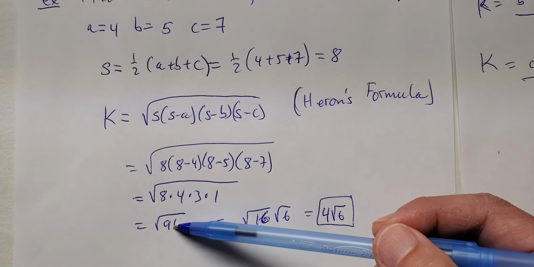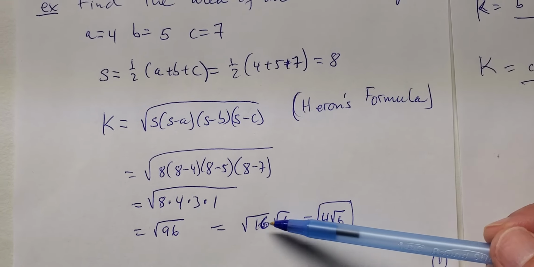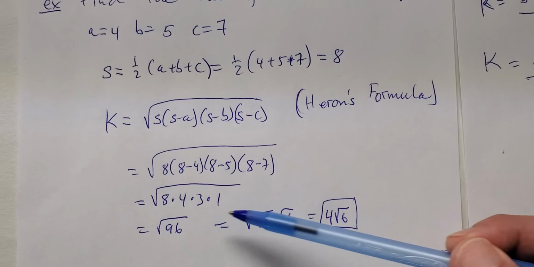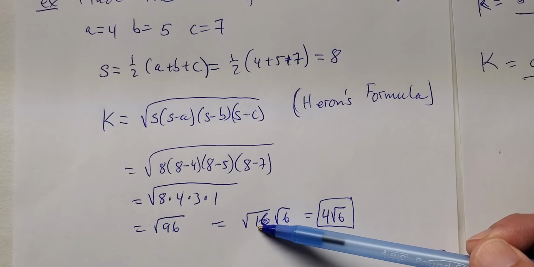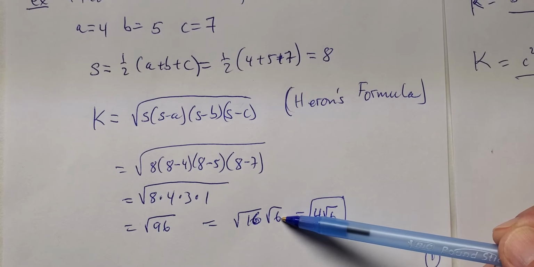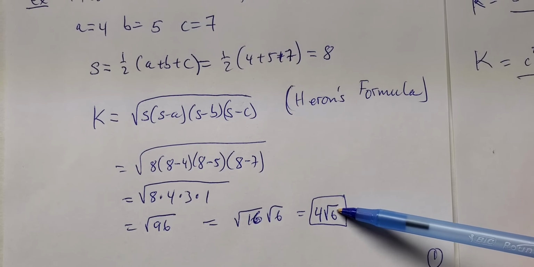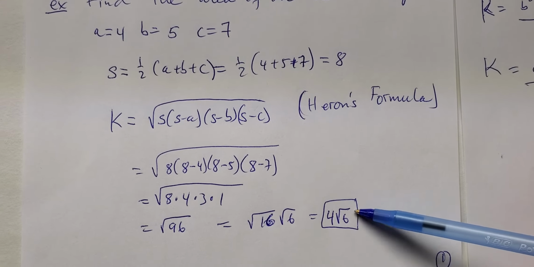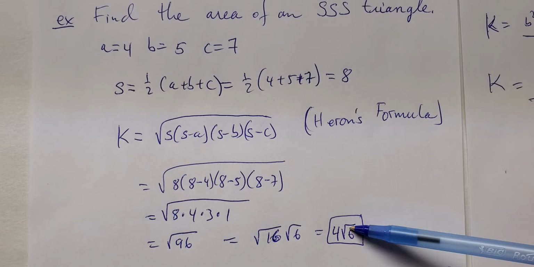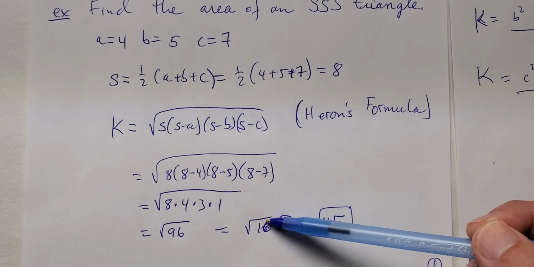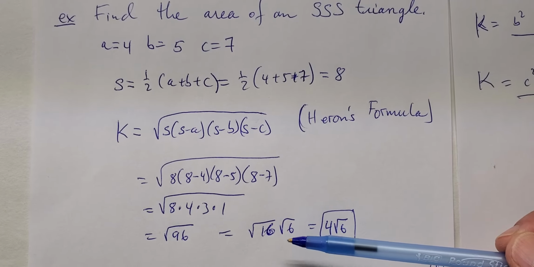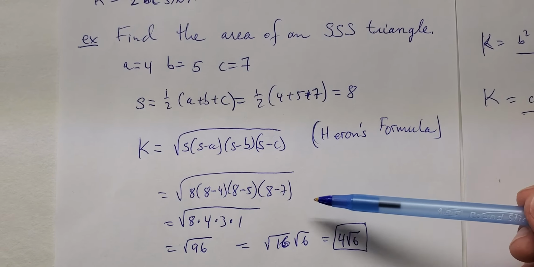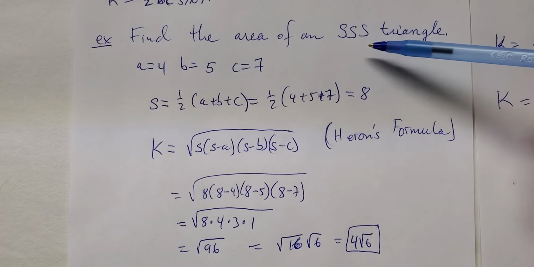Okay, now we know that 96 can be broken up into 16 and 6 because 6 times 16 is 96. Well, what is the square root of 16? 4. Square root of 6, just leave it alone. We don't want decimals. So square root of 96 is 4 square root 6. Again, no decimals. Okay, make sure you know how to break this up. Okay, so be very careful of that. So this example is the area when I have side, side, side.